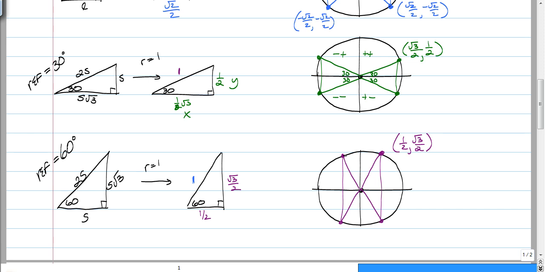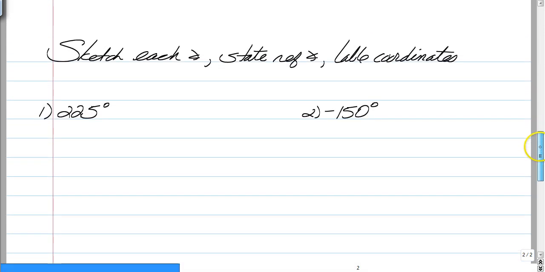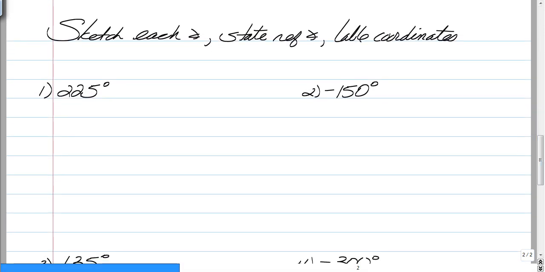So that's that. Now what we're going to do is use it, and you're going to need to know a little bit about your special rights. You're going to have to be pretty comfortable with it. So let's go use this stuff. We're going to sketch each angle, state the reference angle, and label the coordinates.